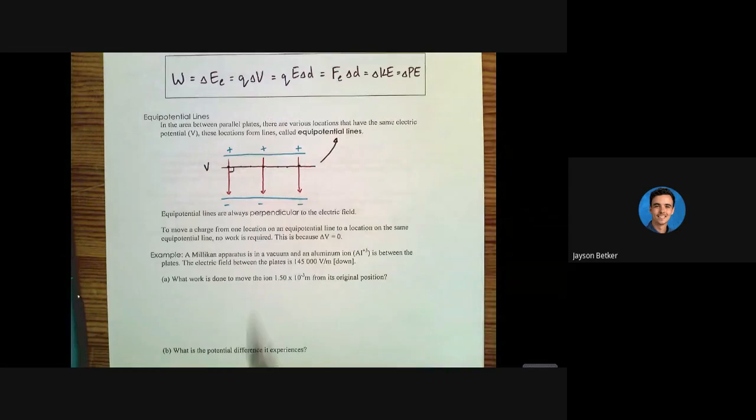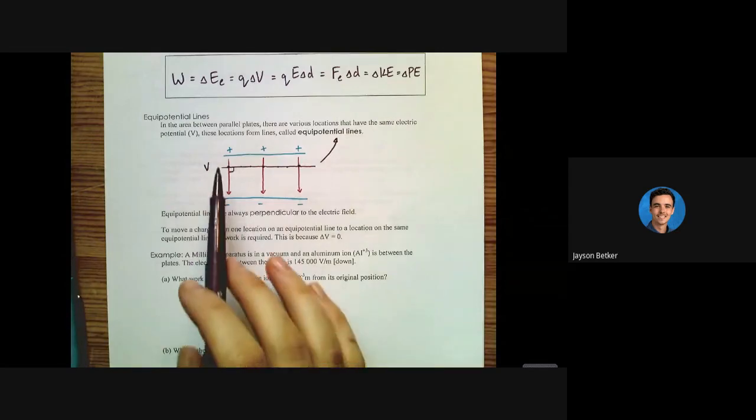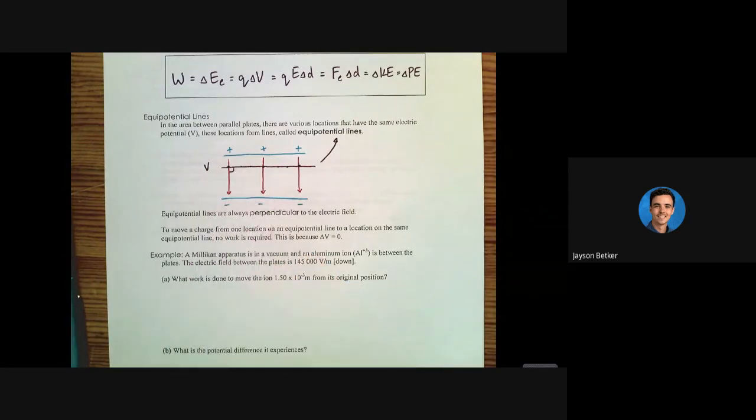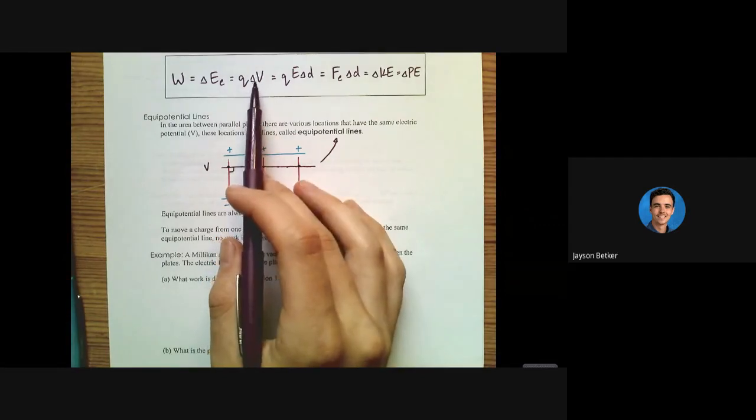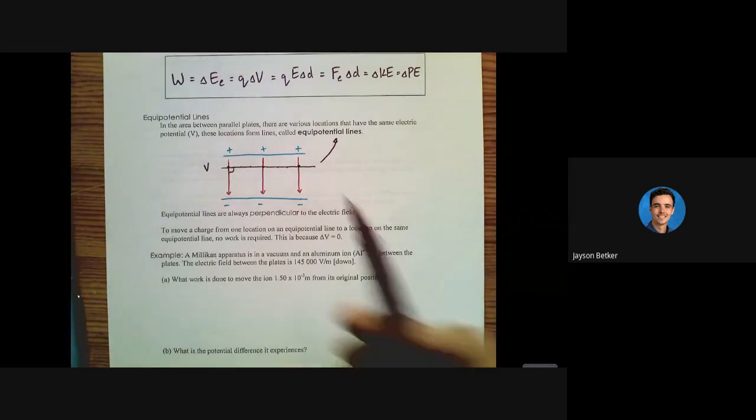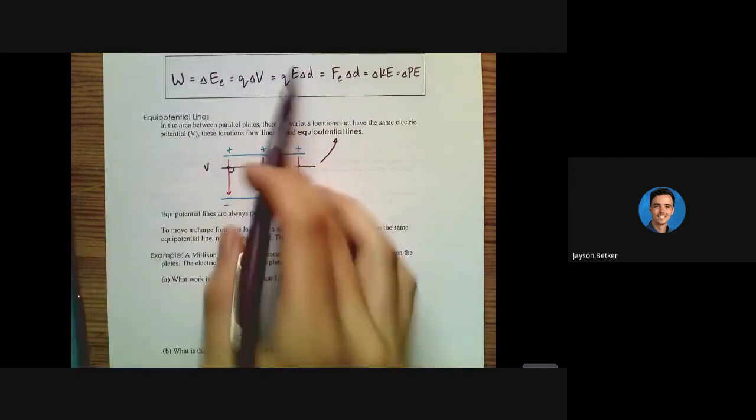And to move a charge from one location on an equipotential line to another location on that same line requires no work. There's no change in energy going on. And this is because the potential difference is equal to 0. So if the potential difference is equal to 0, well, that means that really anything else you can argue is going to be equal to 0 in that case, right? There will be no change in its displacement. There will be no change in its electric potential energy. So no work is required. Work will be equal to 0. Okay, so that's an equipotential line.